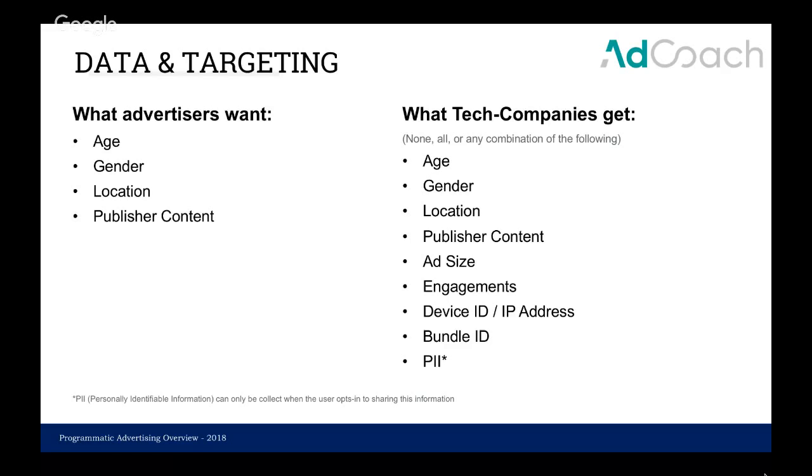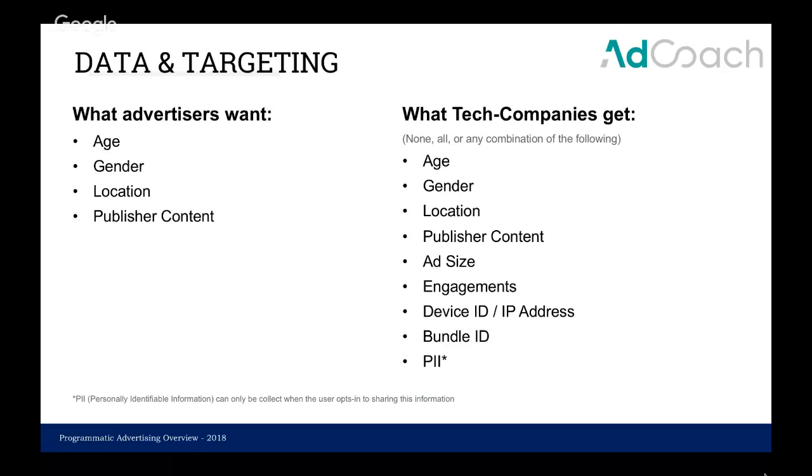PII is personally identifiable information. It is illegal to collect that without a user's consent, but if you ask for it and the user gives it to you, it is okay to use that as long as the user has consented to giving you that information. That information includes your actual name, your email address, phone number, or home address.